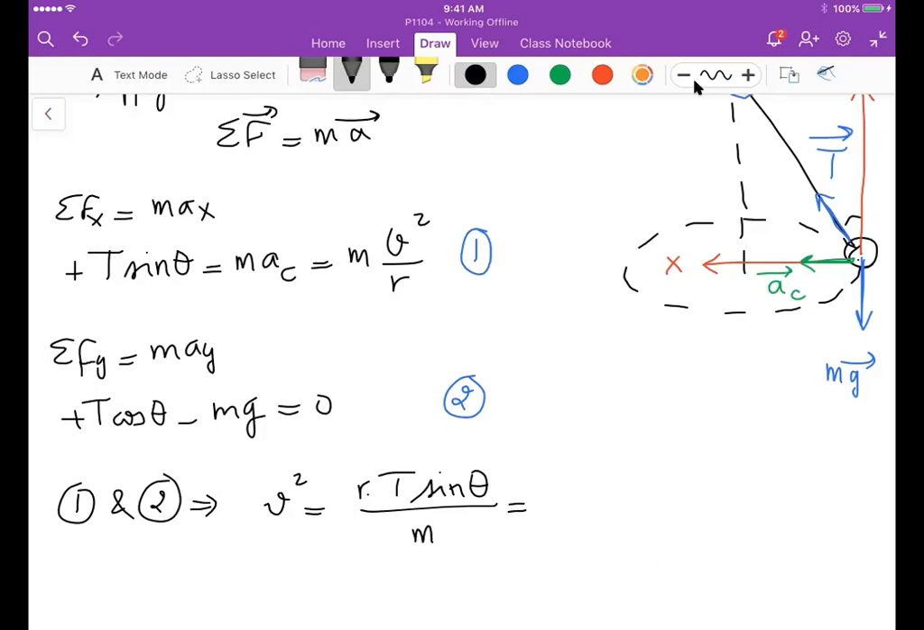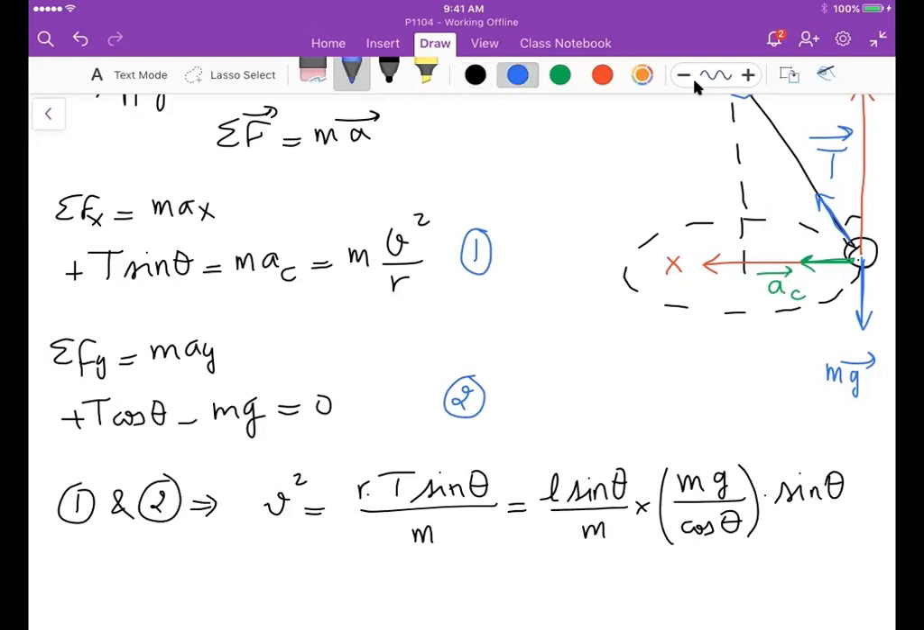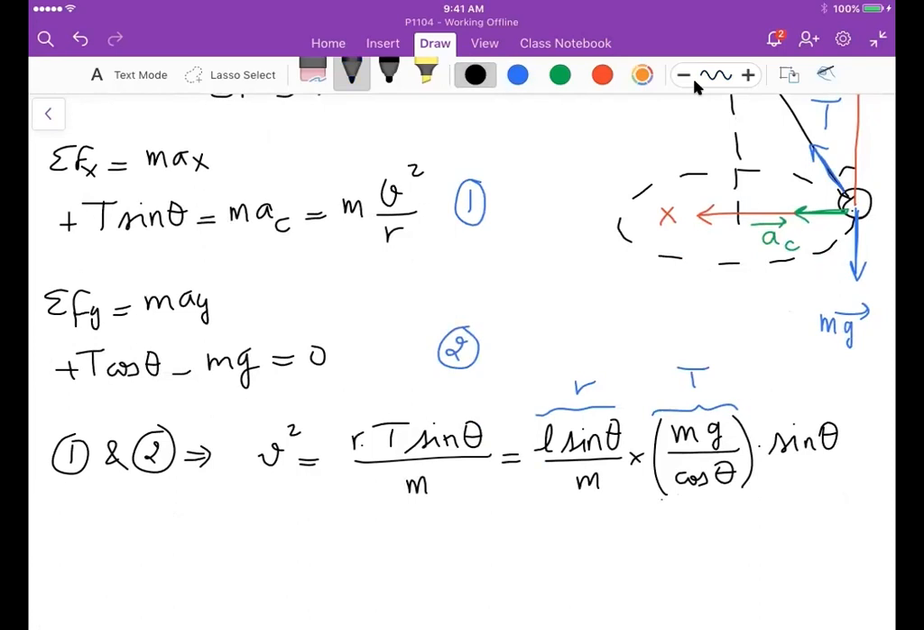صرنا نحط كل شيء بقيمته بيطلع معنا. ال r قلنا هي عبارة عن l times sine theta, right? over m multiplied by ال T اللي هي mg divided by cosine theta multiplied by sine theta, right? So هيدي هي عبارة عن ال r وهي عبارة عن ال T. جبناها من equation number 2. And so we can write down now v squared equals, m and m they cancel out. So we end up with l times g times sine squared theta divided by cosine theta.